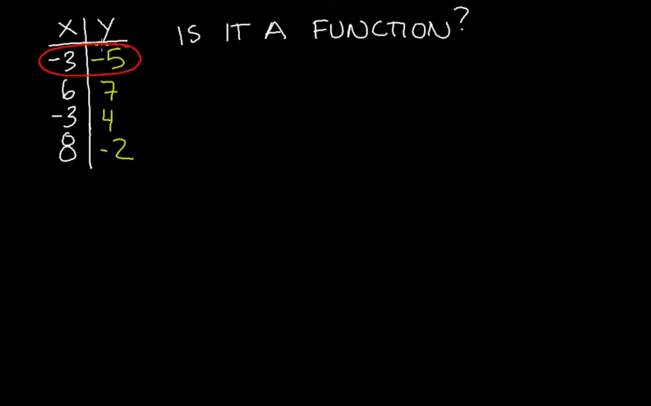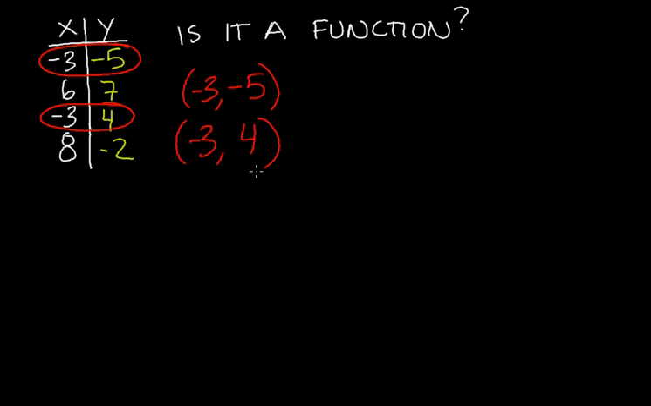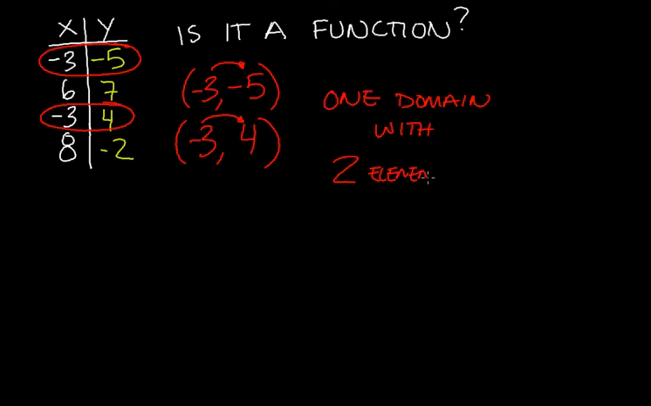because if you look here, I got a -3 going with -5, and then down below, you got a -3 and a 4. So it's like saying -3 is going out with -5, and it's also going out with 4. It can't happen. You have one element of the domain going with two elements from the range. Okay, that's not cool. You can't be going out with two different people.